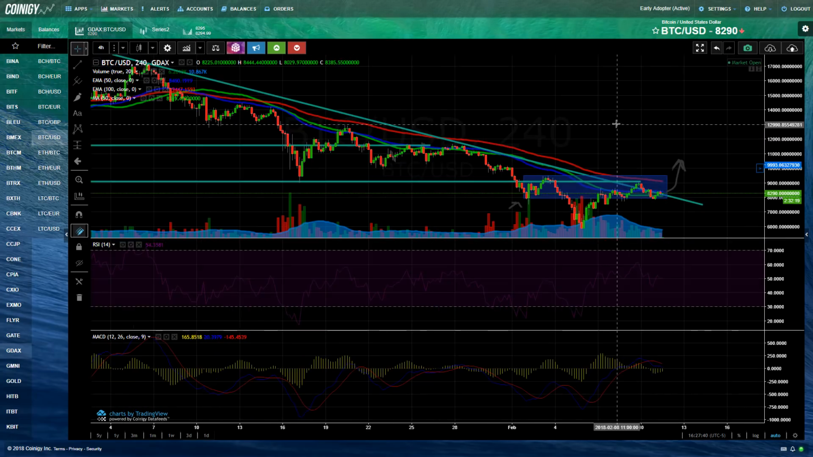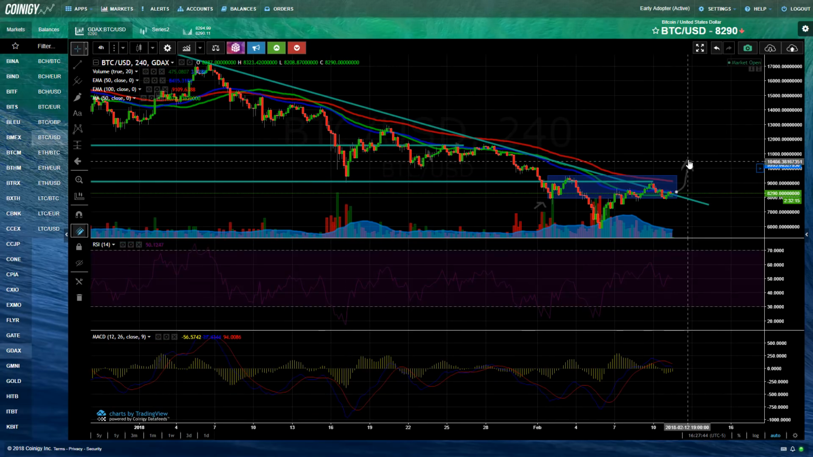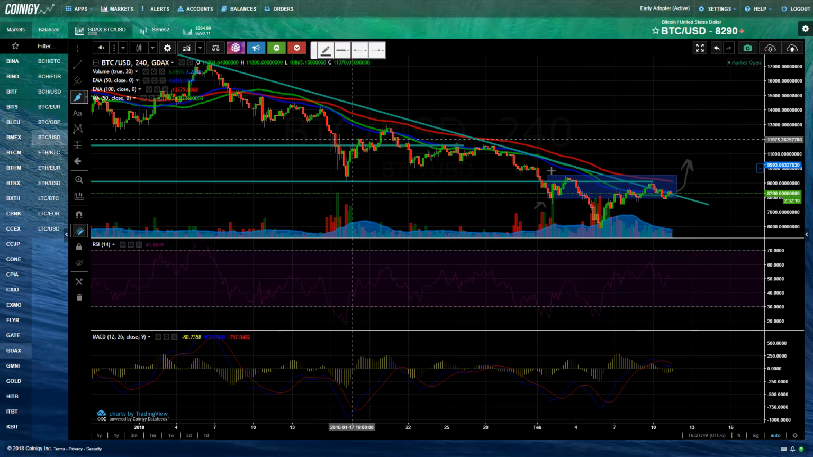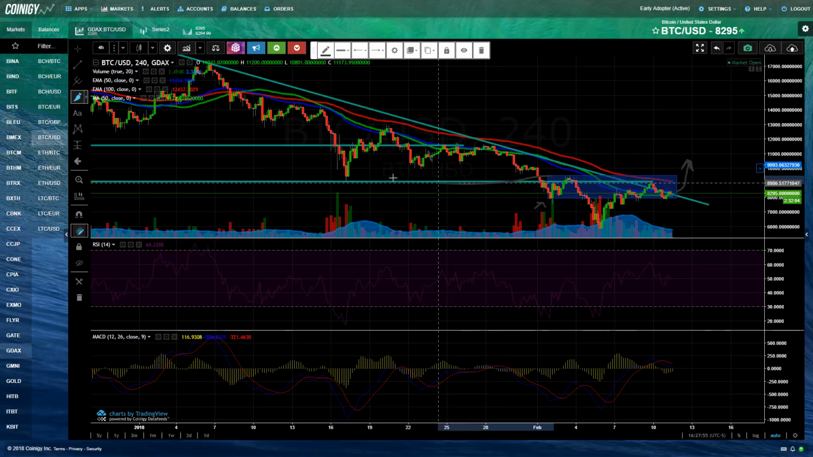Now, what I was trying to explain was, people say all we have to do is break out of this area into 9,000, 10,000, and we're golden. Is that true? No, it isn't true. We have this resistance box, this small resistance box, which has been huge for us. Look at this area.